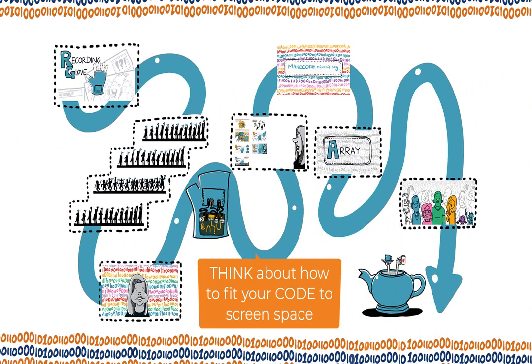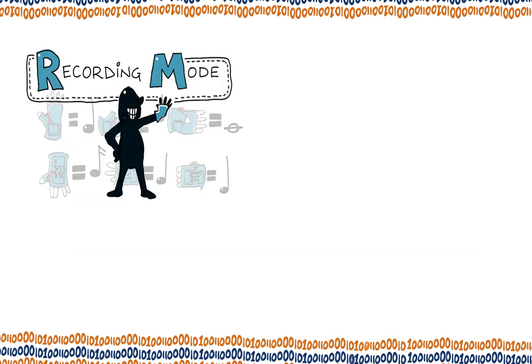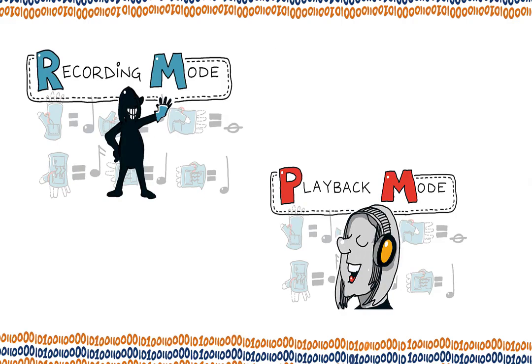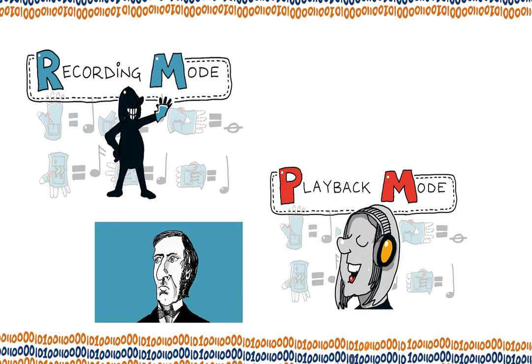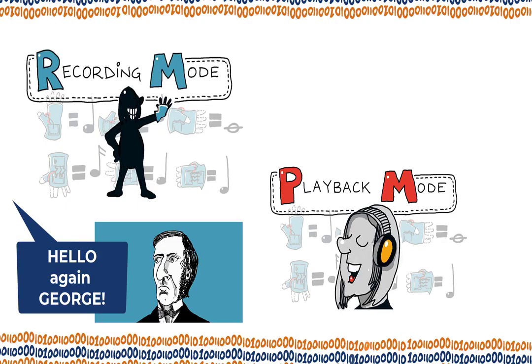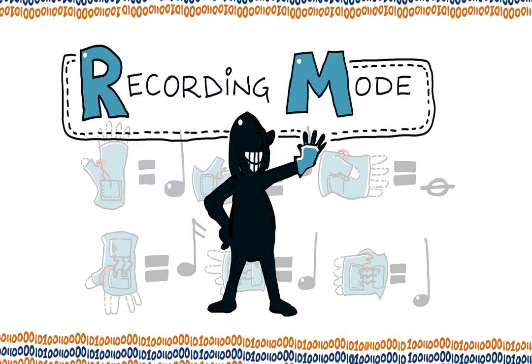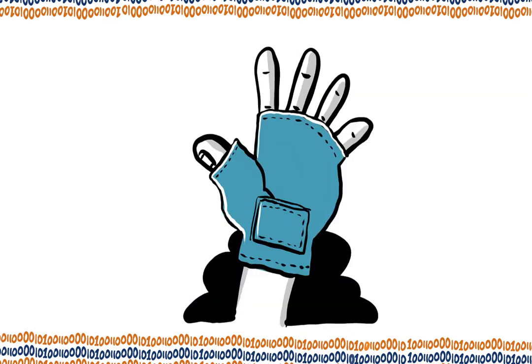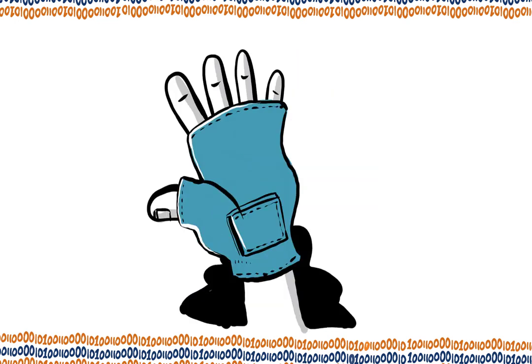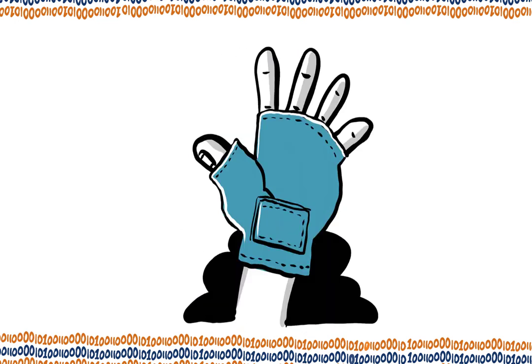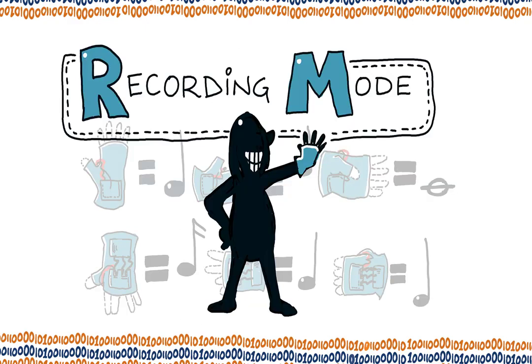This program will work in 2 separate modes, recording mode and playback mode. We'll use our old friend a Boolean variable to keep track of which mode we're in. Do you remember George Boole, who invented Boolean logic? When in recording mode, you move your hand into one of 3 positions, then give a hard shake to record that note. You may remember we developed our own gesture for this in an earlier lesson.